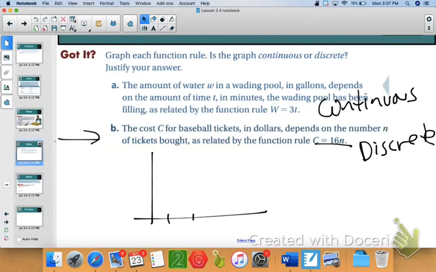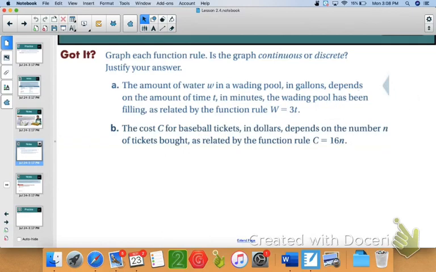So let's just do like 1, 2, 3, 4. One ticket is going to be $16. The next one is going to be $32, and then 48. So when you graph this, it would just be the points here: 1, 16; 2, 32; 3, 48; and so on. And we're not going to connect these with a line because that would mean that we could have something in between 1 and 2, which doesn't work in this case. So this one we would just plot the points because it's discrete. You can't sell 1.5 tickets or 1 1/3 tickets or anything like that.